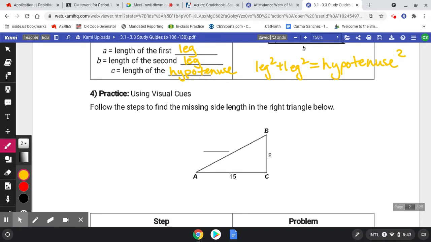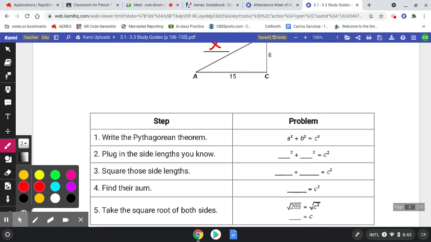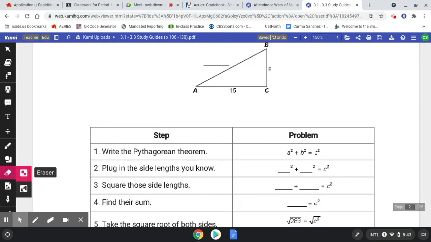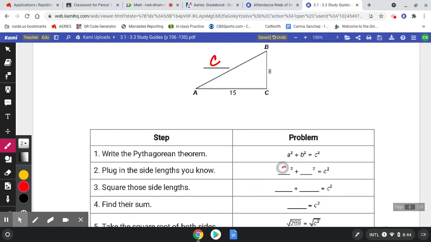Follow the steps to find the missing side length. So I'm going to call this right here x. And actually we can call it c squared when we know it's the hypotenuse. Okay. So write the Pythagorean theorem, a squared plus b squared equals c squared, and then plug in the side lengths that we do know. We know that side length 1 is 8, so we say 8 squared, and that side length 2 is 15, so we put in the 15 squared.